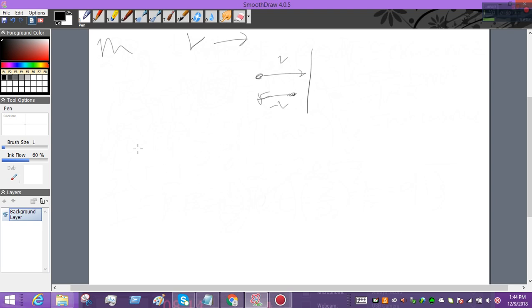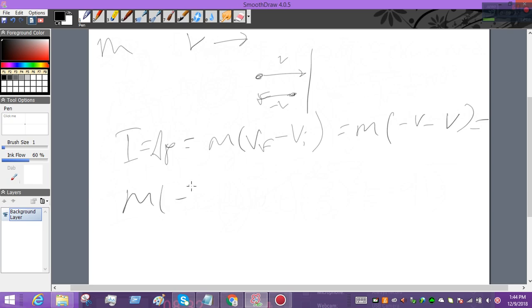Your impulse equals your change in momentum. So I equals delta p equals m times v final minus v initial equals m times negative v minus positive v, so equals m times negative 2v. It simply wanted magnitude, and magnitude does not account for direction, so that just equals 2mv. There we go. On to the next problem.